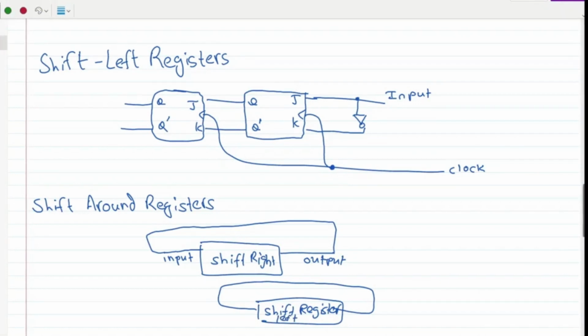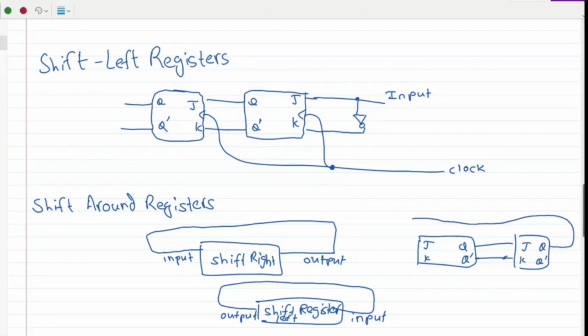This is a shift left register, and its output can also be fed to the input to make it such that it is looped and the data values can be transferred. In a JK flip flop system, this can be shown like this, with the connections being very similar, except that the output Q of the last flip flop goes into the J value of the first flip flop, and the not Q naught of the last flip flop goes into the K value of the first flip flop.